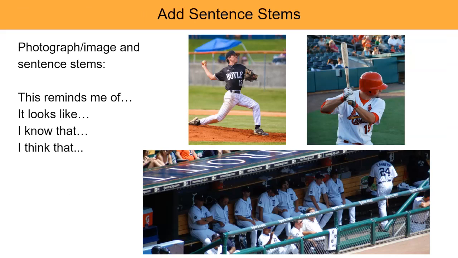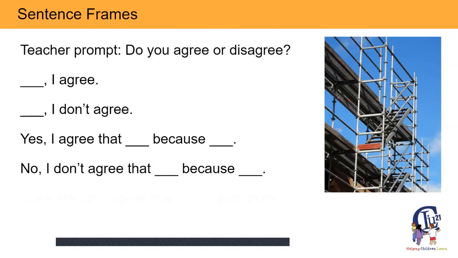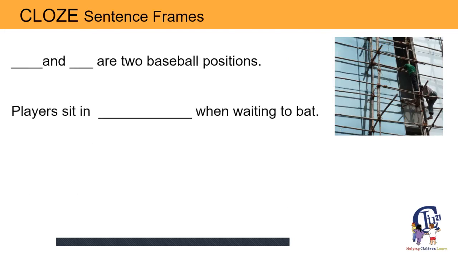What do they need? What type of scaffolds will help them be successful? Is it the images? Is it the sentence stems? There are so many different things that can be provided to our English language learners. Here's another example of a cloze. Players sit in blank when waiting to bat.